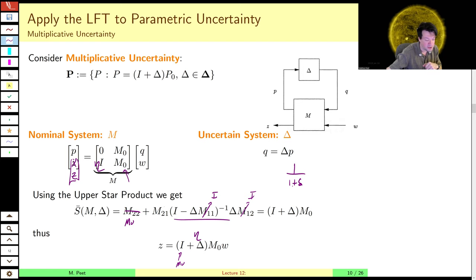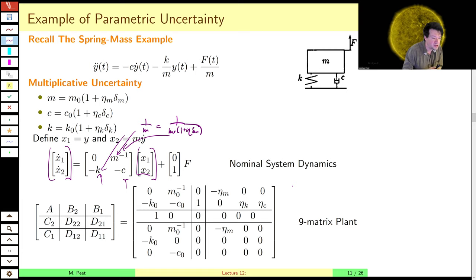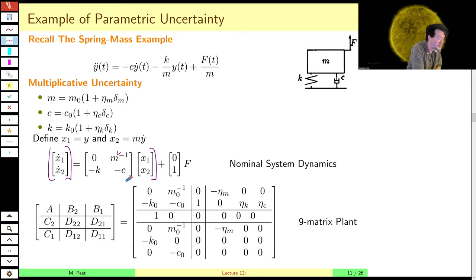Okay, so we're back here now to our spring mass system. And so let's try and construct an LFT for our spring mass system, isolating the sources of uncertainty, in this case, we're using multiplicative uncertainty, so percent error. So let's take a look at this.